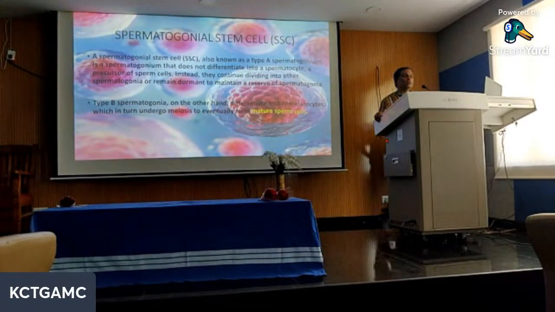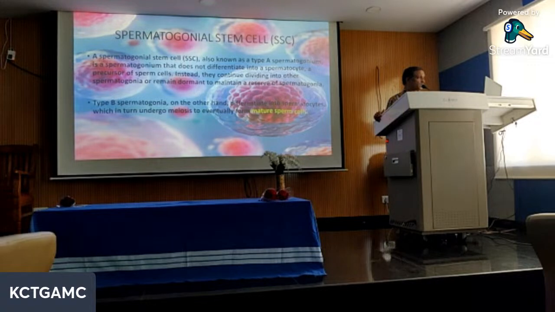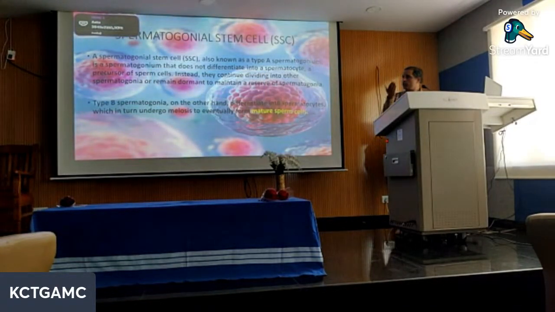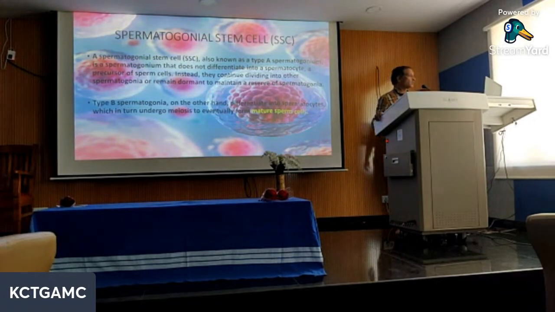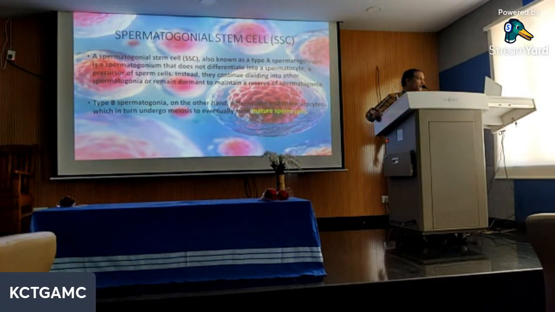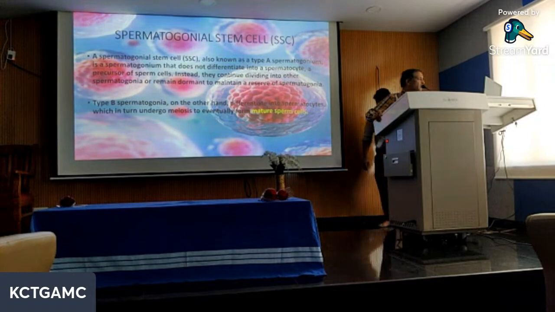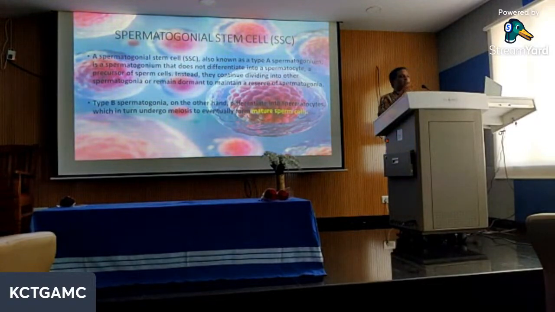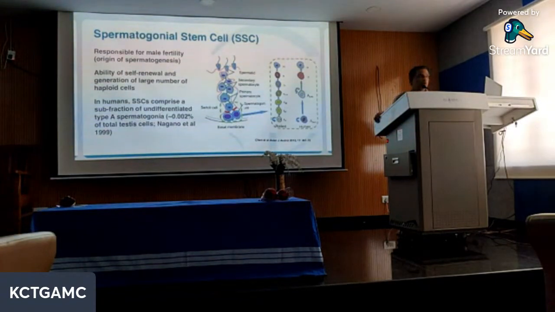So spermatogonial stem cells are very interesting. Spermatogonial stem cells type A and type B are there. These type A spermatogonium stem cells do not differentiate into a spermatocyte, but a precursor of spermatocyte they can develop. They will develop into a precursor, one step before, so that they are the reservoir of spermatogonia. Whereas type B spermatogonia, on the other hand, differentiate into spermatocyte directly, which in turn undergo meiosis, and they cause mature spermatozoa. So there is a difference between type A and type B spermatogonia stem cells. See, these are the spermatogonial stem cells.